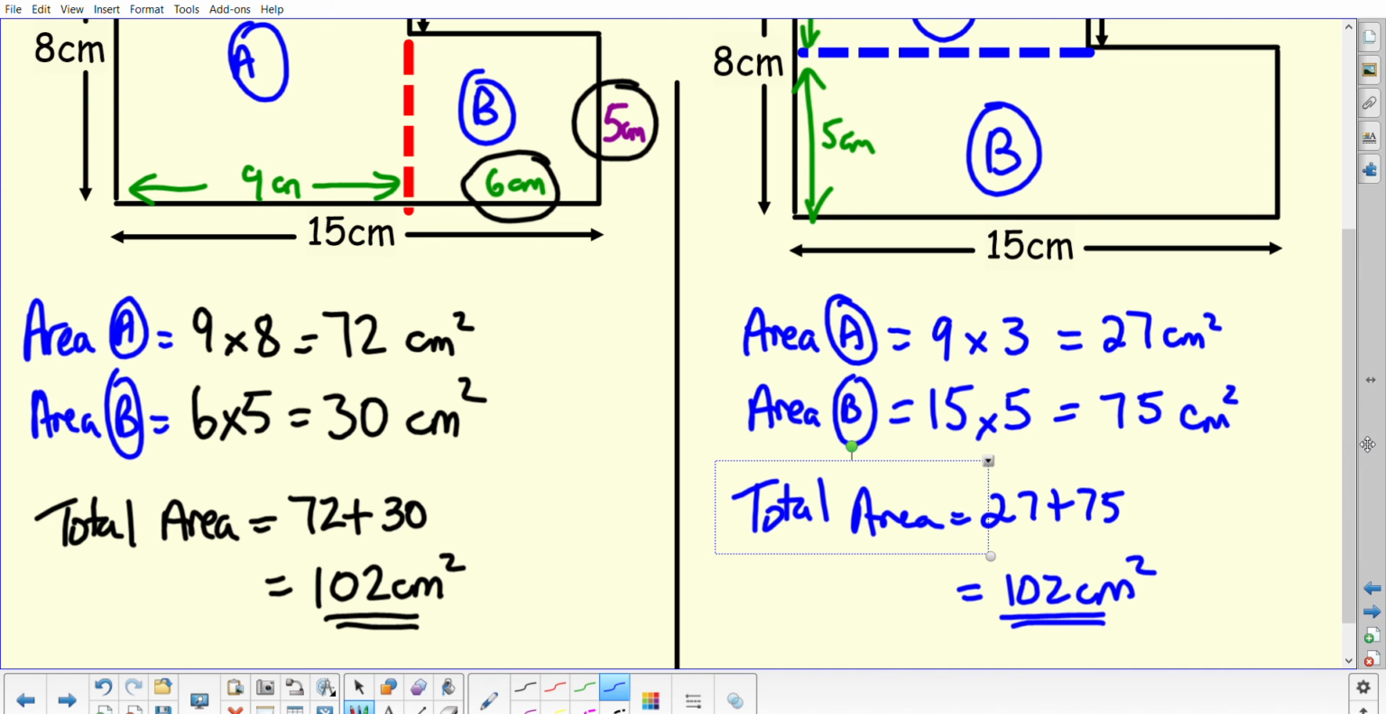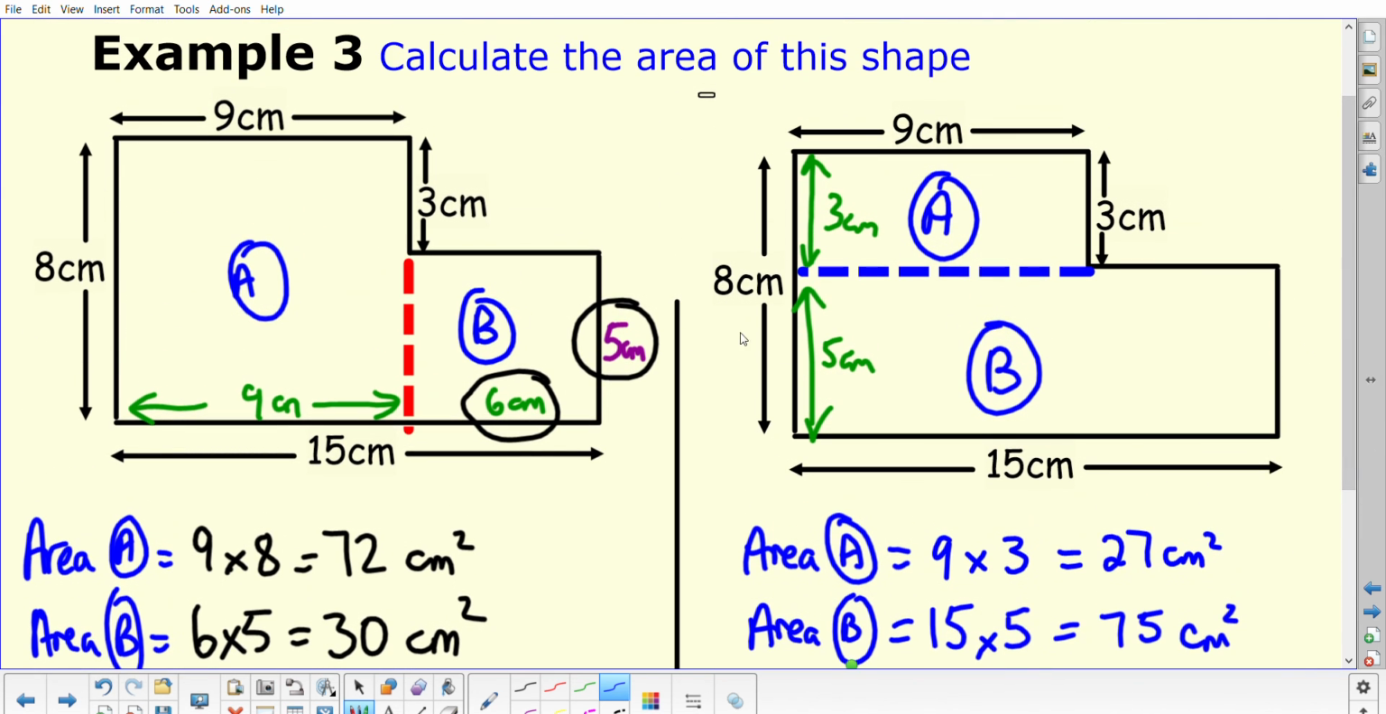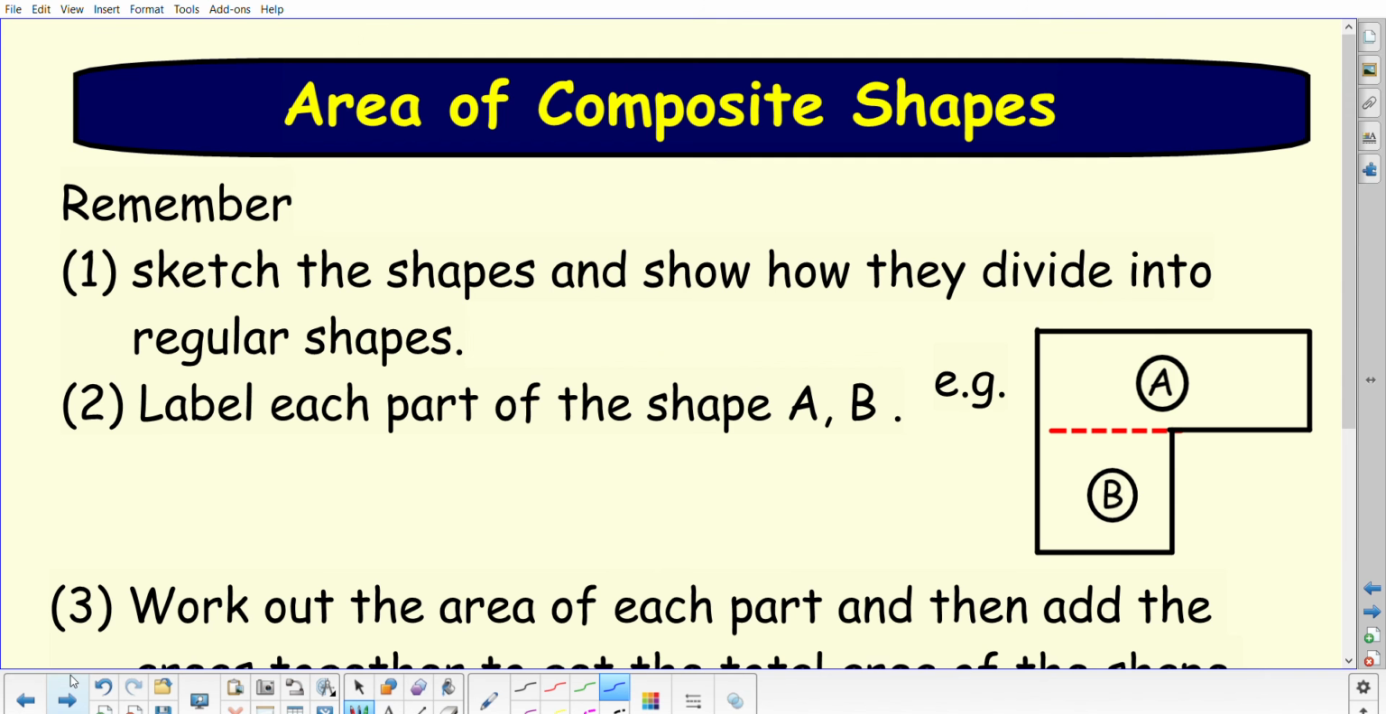So it doesn't matter which way you divide that shape up, but the key thing is you will need to draw it. In some cases, not all cases, but occasionally you might need to work out the dimensions, but sometimes it'll be obvious, like the first example.